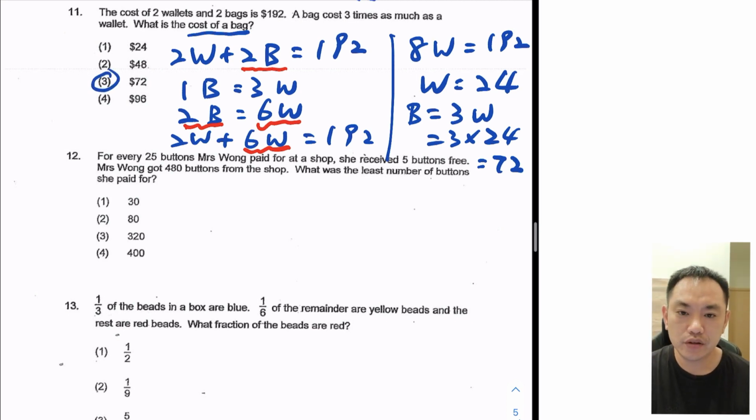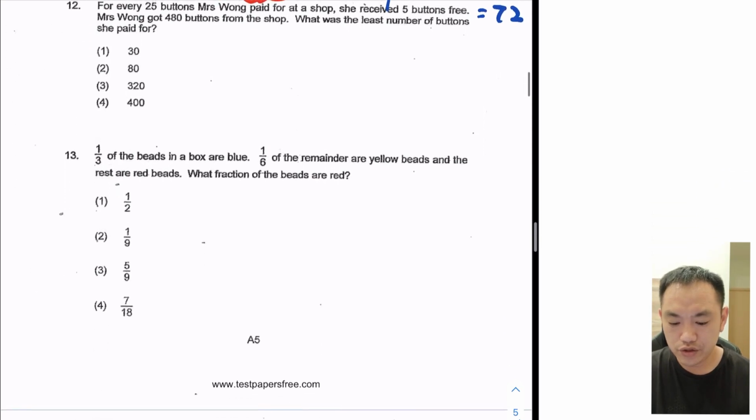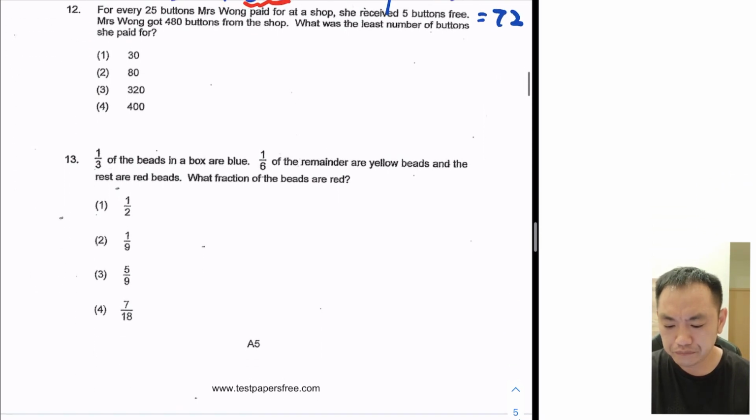If you didn't get it, you can go back to the video and listen to the question again, but actually it's quite straightforward. I skipped some of the calculation, but if you follow the lines, it should be quite straightforward. Or you can pause and think about it. Okay, let's move on to question 12.